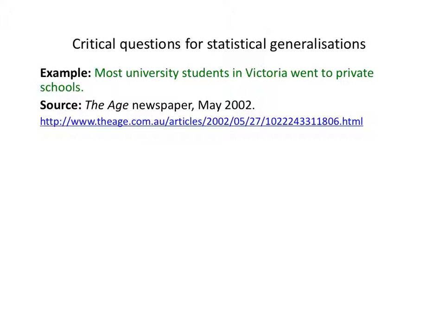So here's our example, a statistical generalisation reported in The Age, quite some time ago now, so this might not be true anymore, even if it was true then. But never mind, it still makes a good example. Most university students in Victoria went to private schools. So let's go through some of those questions and apply them to this example.